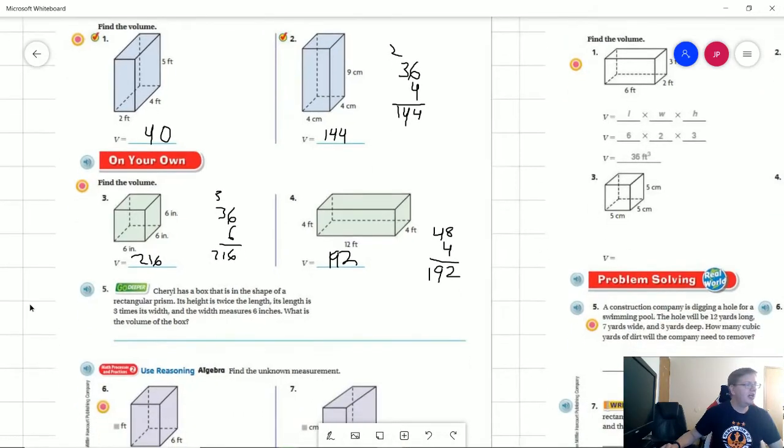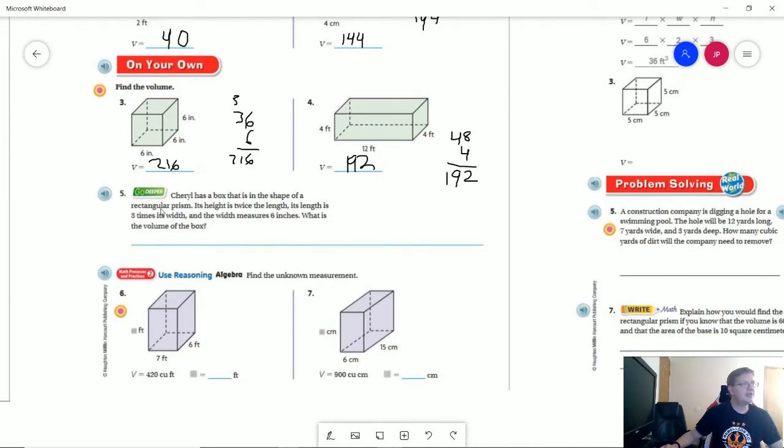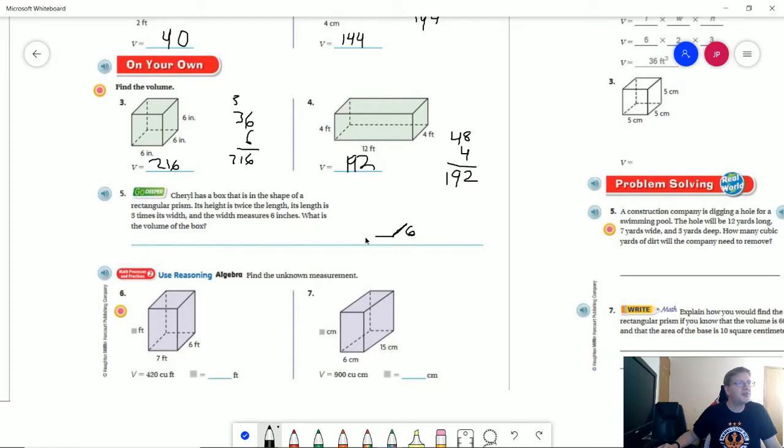So number 5, Cheryl has a box that is in the shape of a rectangular prism. Its height is twice its length, its length is 3 times its width, and its width measures 6 inches. So now let's figure out what the rest of our sides are so we can do this problem. Our width is going to be 6 inches. Our measurement this way is going to be 6 times 3, which is going to be 18. And then our height is going to be twice the length, so our height is going to be 36.